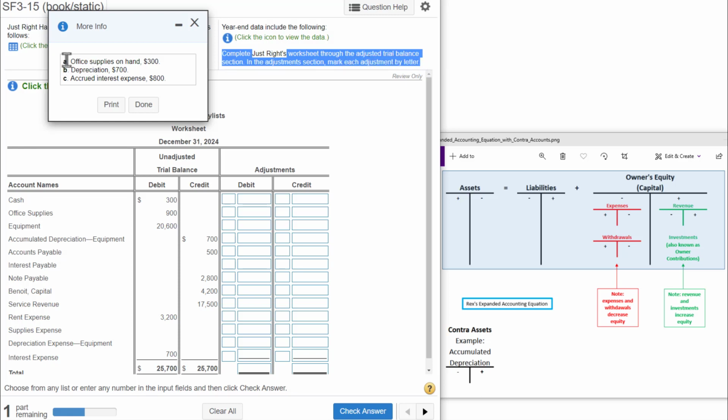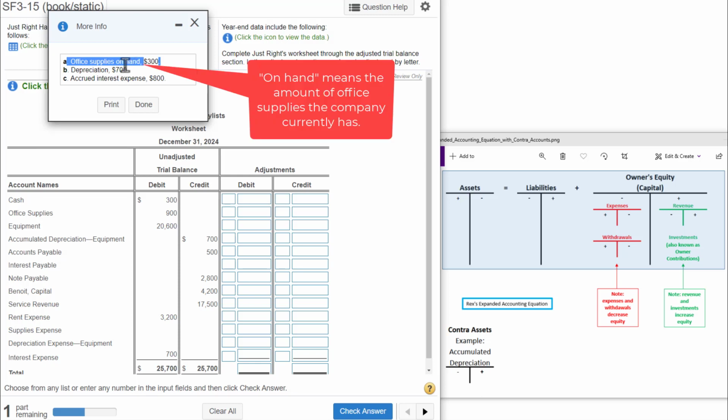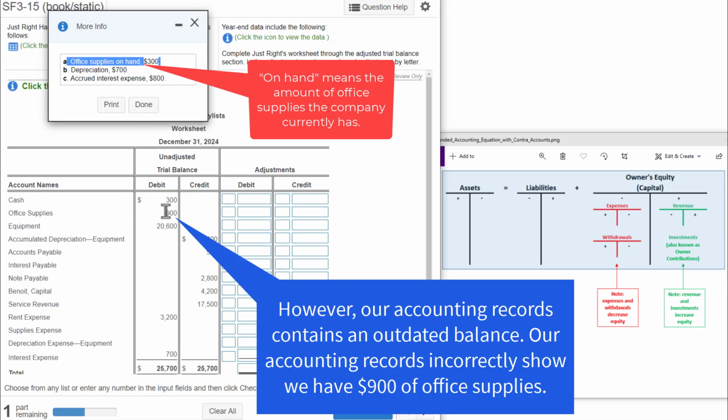So we're doing adjustment A, office supplies on hand. On hand means that's the amount of supplies you have currently. So what has happened is you send the intern to the office supply closet and have the intern count the office supplies. The intern comes back and says, we got $300 of office supplies on hand, meaning we have $300 left. How much did we have according to our accounting records? We had $900. So our current balance is actually $300, but it was $900.